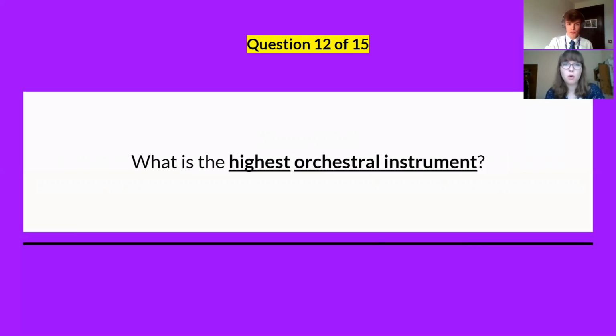And question number 12, what is the highest orchestral instrument? So think of those really high-pitched sounds. I think what is causing them? If you don't know, have a guess.